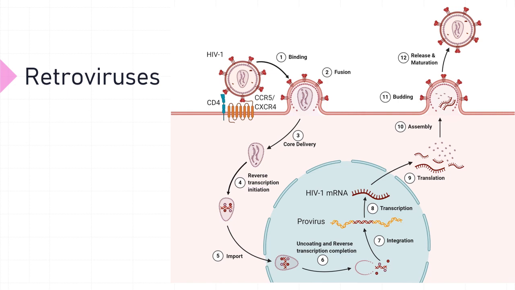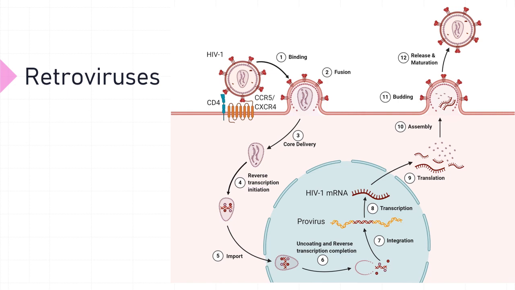Retroviruses are a specific type of animal virus, exemplified by HIV. These viruses, in addition to their genomes, carry an enzyme called reverse transcriptase, which, as the name suggests, is capable of performing reverse transcription. That is, the production of a DNA strand based on an RNA template.